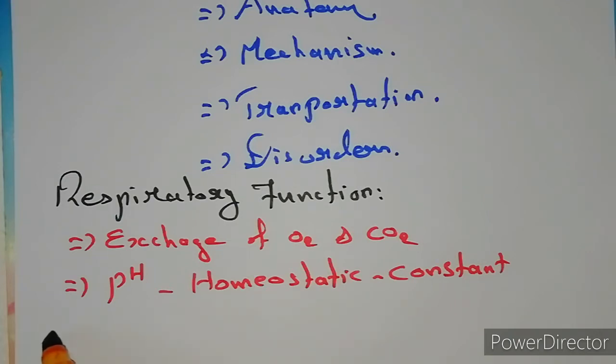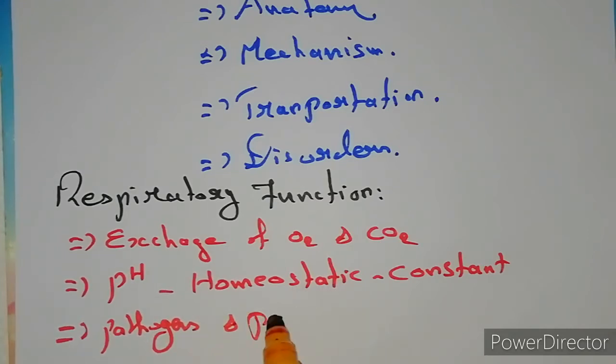Fine? Okay. And the third function is this: when we inhale air, of course the air may contain a lot of pathogens. When we inhale, we do not inhale only pure oxygen. We inhale air, and the air consists of carbon dioxide, nitrogen, oxygen, dust particles, and pathogens. Even more so because we are living in a polluted environment, pollutions will be there. Along with everything, we are going to breathe. So the respiratory system is protecting our body from pathogens as well as pollutions.